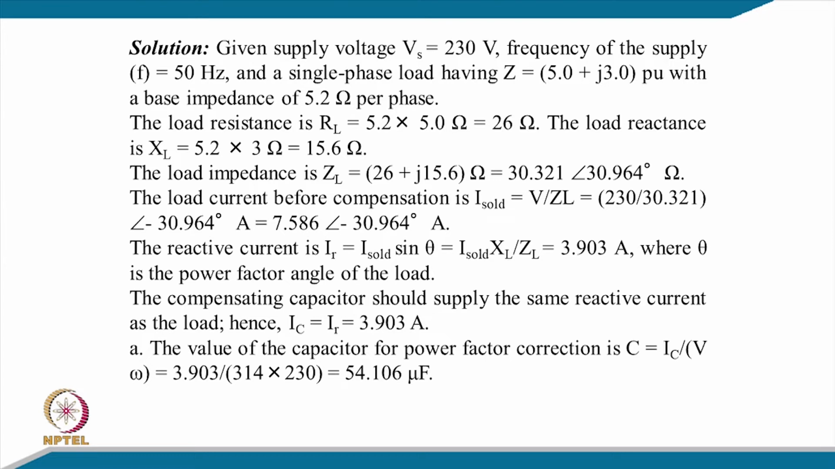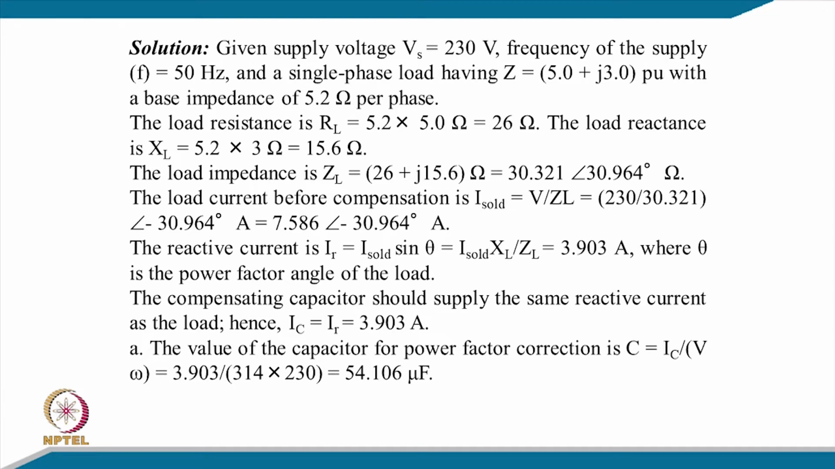So, out of that we can find out the reactive current, that will be Is hold into sin theta, or it can be Is hold XL upon ZL, and this will come like 3.903 ampere, where theta is the power factor angle of the load which is given in the impedance also. The compensating capacitor now should supply the same reactive power of the load, hence IC, that is a compensating current, should be equal to reactive current of the load, that is 3.903 ampere.